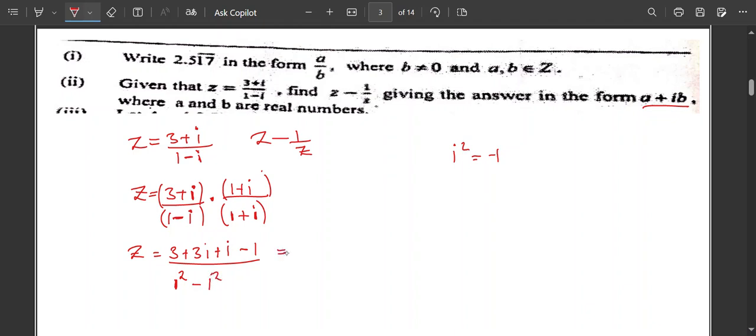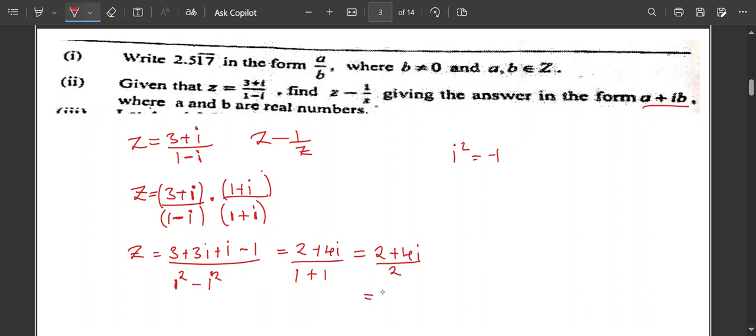Okay, so this will give me 3 minus 1, that's 2. Then 3i plus i, that is 4i. Okay, then over here it's 1. Then i squared is negative, so this will be plus 1 again, because it will give us a negative inside, which will add, then give us plus. So that will be 2 plus 4i, all right, over 2.